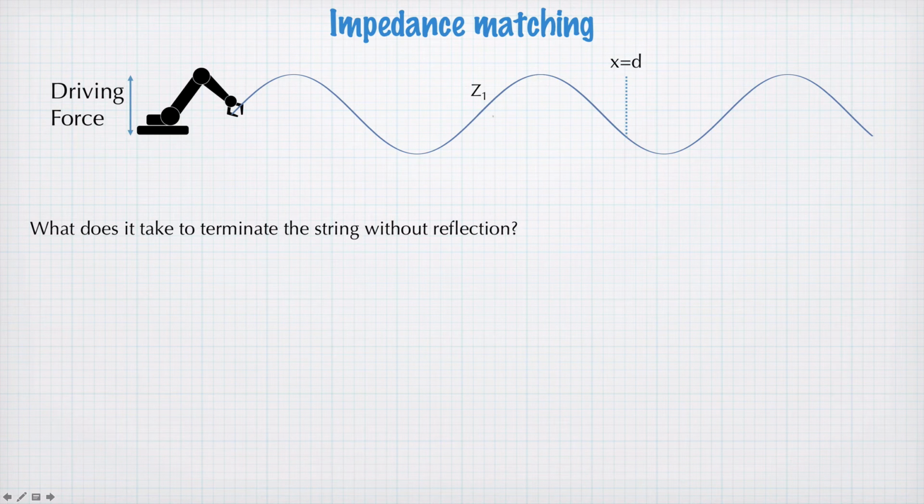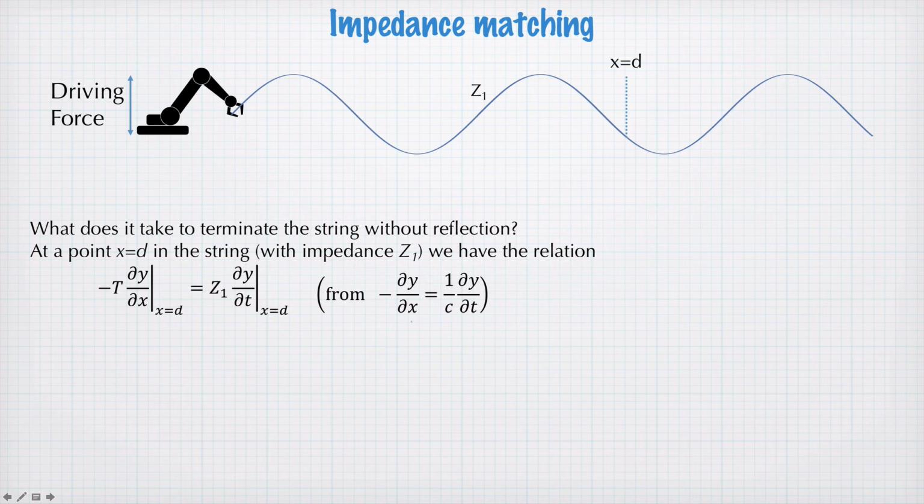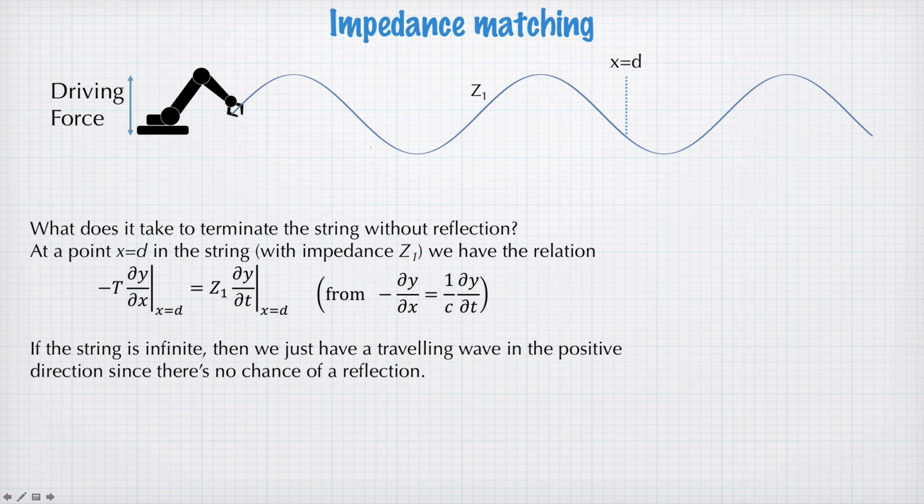Well, let's consider the string in two parts. On this side we have the wave arriving. It's arriving on the string with impedance Z1 at this point here, and the other side we're driving the string which has the same impedance, Z1. So we have the relationship now between the driving force, which is the tension multiplied by the gradient with a negative sign in front, and the impedance of the string. And this comes from the previous slide in this relationship here. So it's a relationship between the force and the impedance. So the string is infinite. As I said, we have a travelling wave in the positive direction and there's no chance of a reflection.